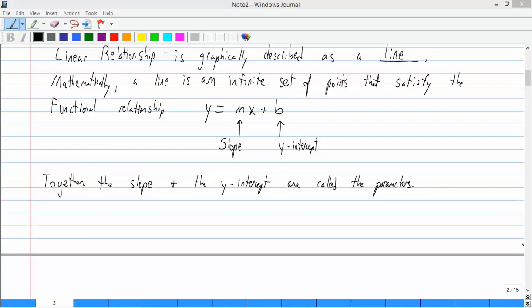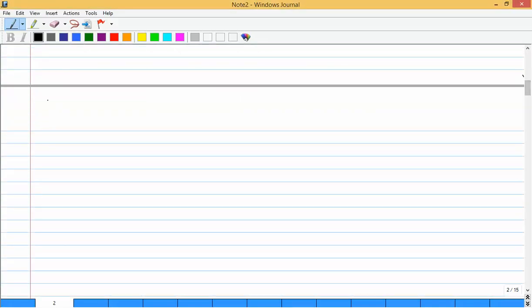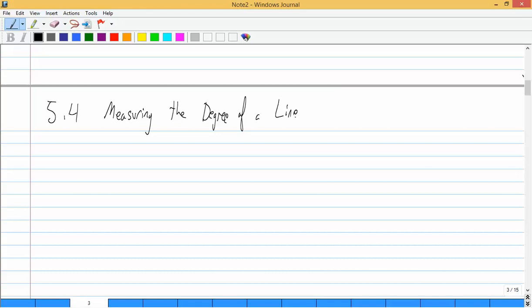All right. 5.4 is on measuring the degree of a linear relationship.